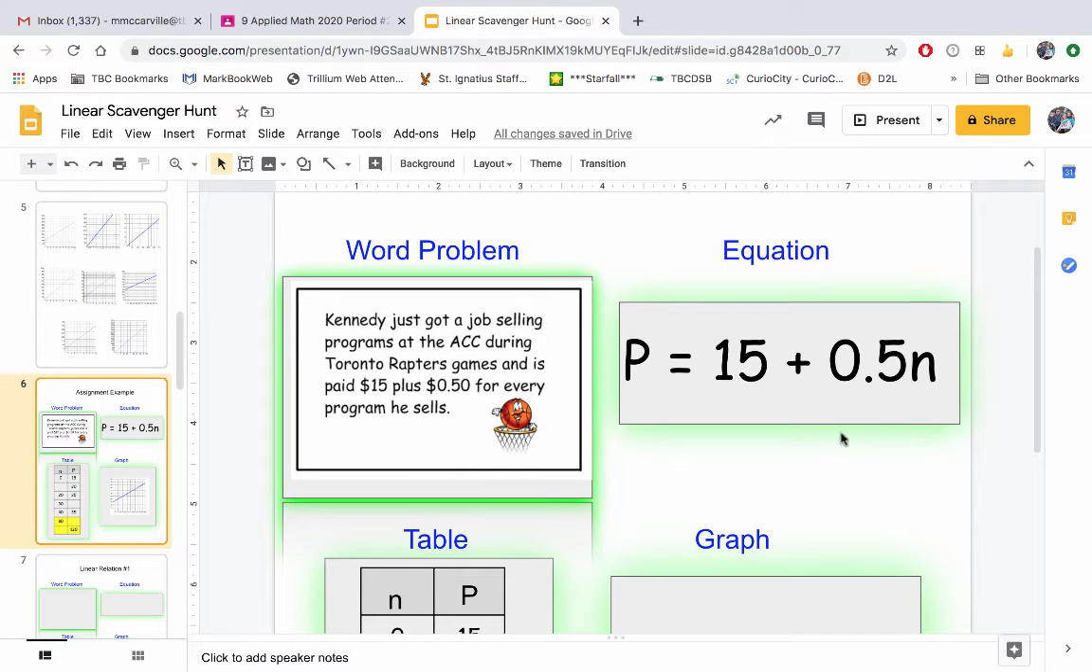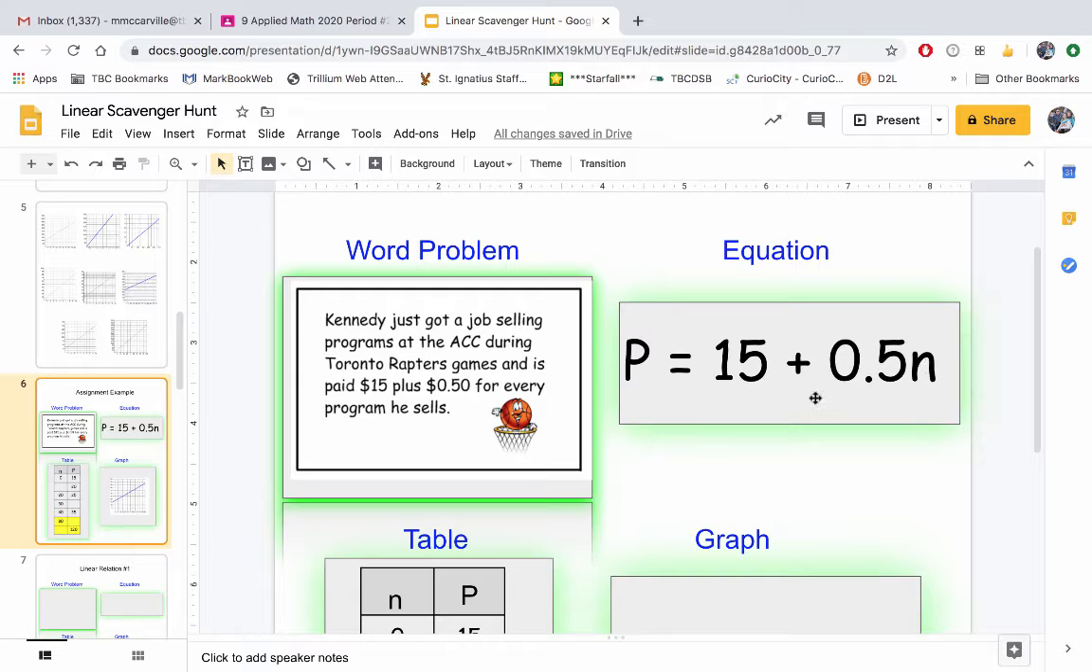So this equation is nice because you see it's got the 15, that's what we call the fixed amount. So 15 is what he gets paid no matter what. And if you notice, it's a number all by itself. So he gets paid $15 plus the 0.5, which is something that we call the rate of change. And the rate of change for this question is 50 cents for every program that he sells. So the rate of change here is 50 cents or $0.5, and it's written right beside the other variable n. And the n stands for the number of programs that he sells. So the amount he gets paid will change depending on how many programs he sells.